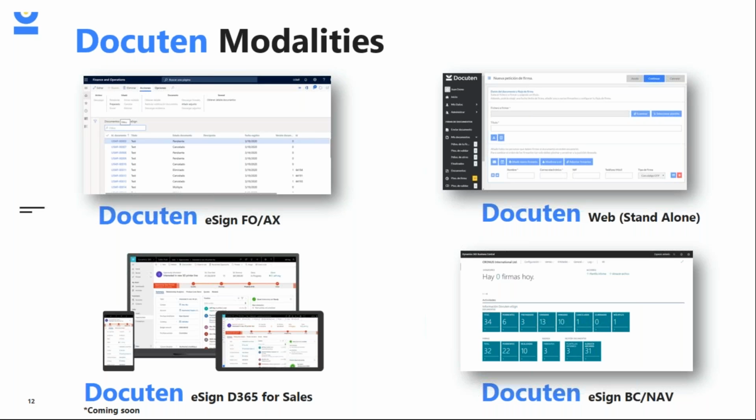And then we move on to the connected one, the integrations, both with Finance Operations and AX and with Business Central and NAV. You will be able to use the capacity from the ERP to generate PDFs and send them for later signing to your signee guests. And then we're also working to release this integration with Dynamics 365 for Sales as well, so that you can send the sales documents that come from the CRM part to your customers as well.